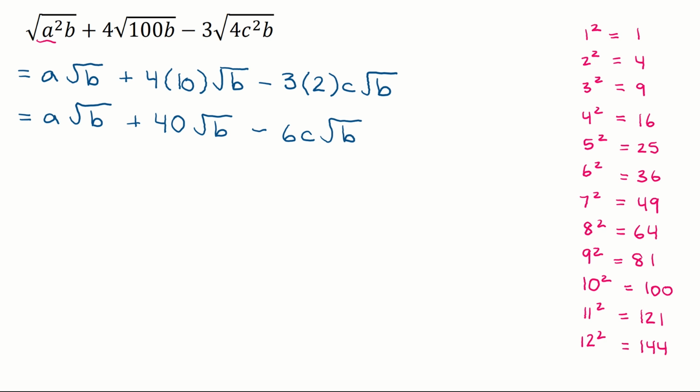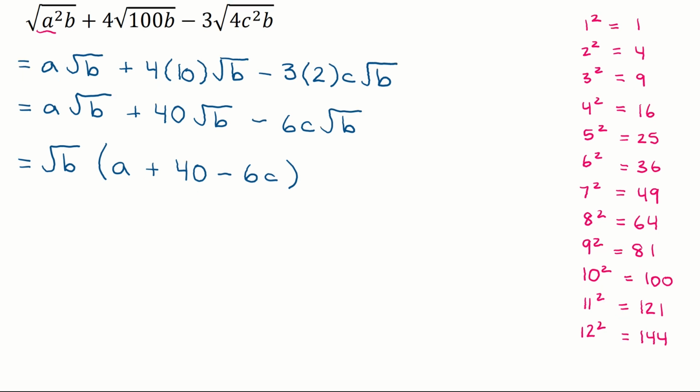Now, if we want to simplify this, one thing we can do is common factor it. Because there's a root b in all three terms, we can just take that out. So taking out the root b, we end up with a from our first term, 40 from our second term, and negative 6c from our third term. And that would be our final answer here.